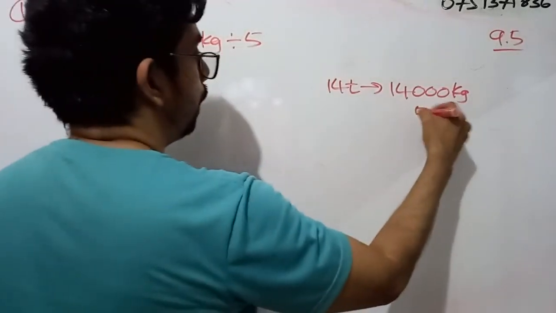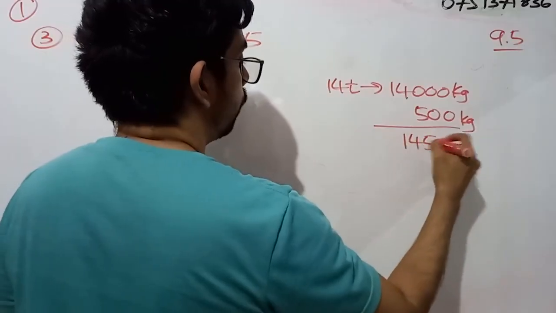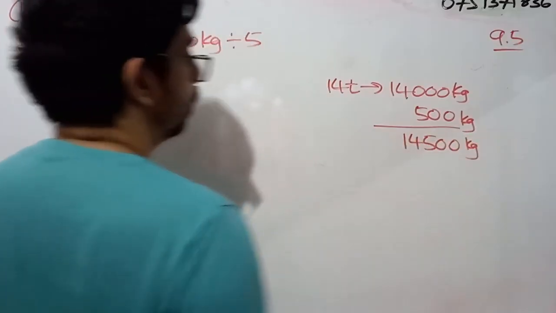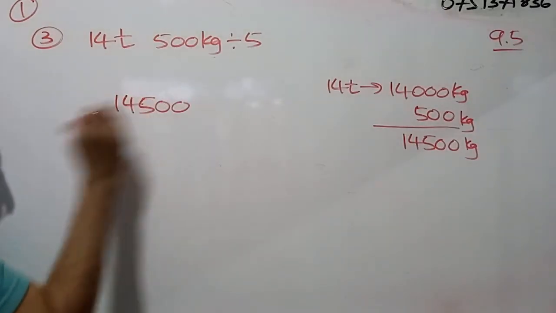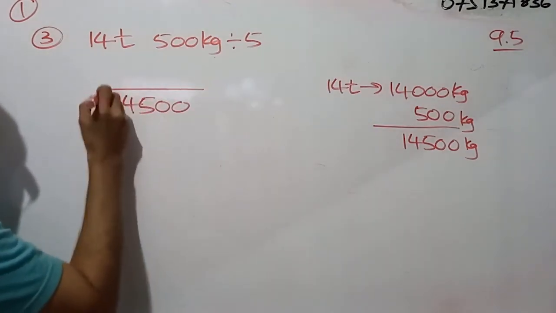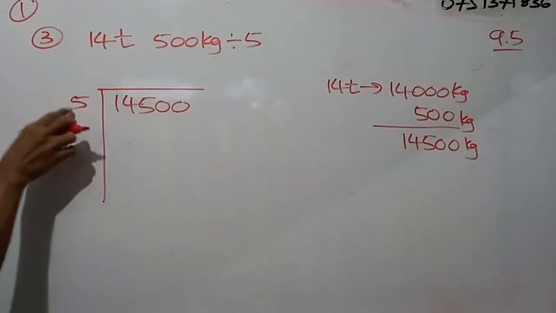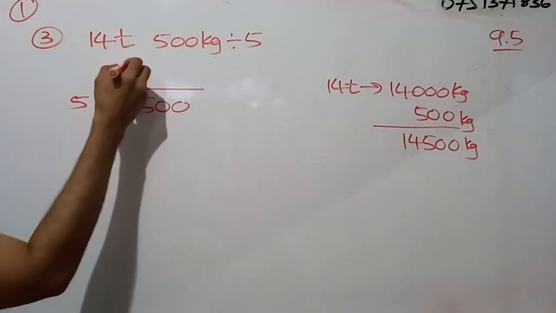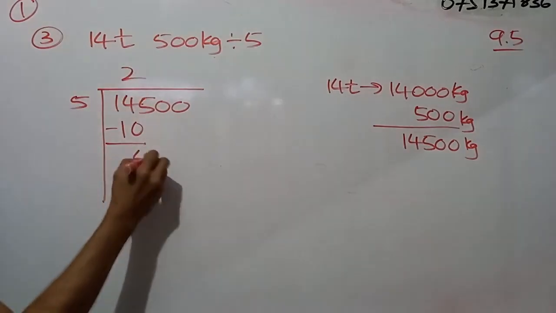Right. To that we add another 500 kilograms. So the entire amount will be 14,500 kilograms. Right. Now what do we do? We take 14,500 kilograms and we will divide the entire number by 5. Right. So how many 5s are there to 14? We can go up to 2. 5 times 2, that is 10. 14 minus 10, that's a 4.